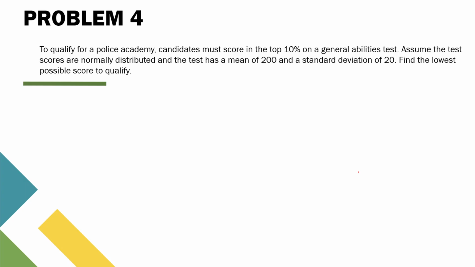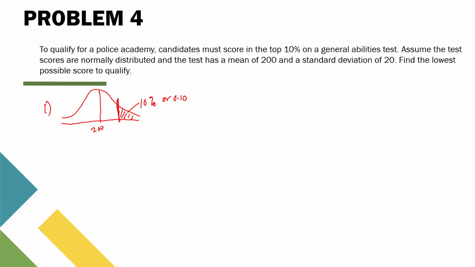So the first thing that we're going to do is we need to draw. So the first move is we need to draw here. It is stated here that the average or the mean is 200 and 10%. Okay, this is 10% or 0.10. The 10%, so this is more than 10%.